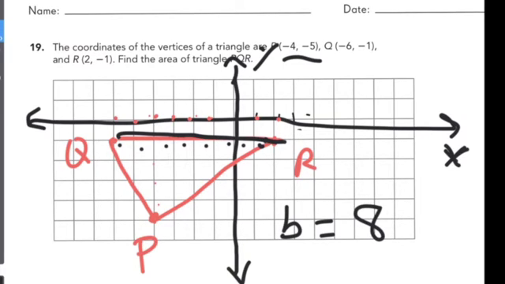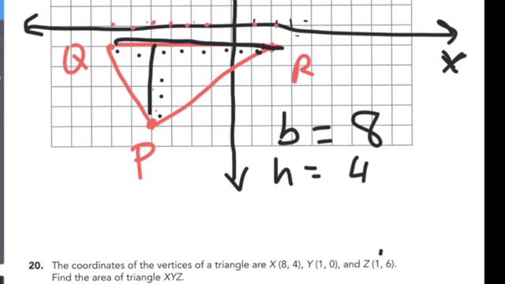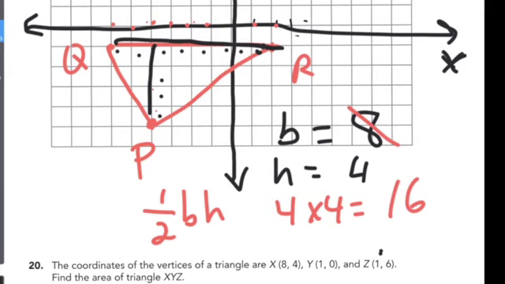And the height's going to be from the base up to the tallest point, which is P. So right here. Remember, it has to be at a right angle. So 1, 2, 3, 4. So my height equals 4. So the formula, if you remember our formula, is 1/2 base times height. So what I like to do is just take half of one of these because they're both even. So I'm going to take the base and make it 4. So it'll be 4 times 4, which equals 16. So it's 16 units squared. That's a 2 there. Okay?